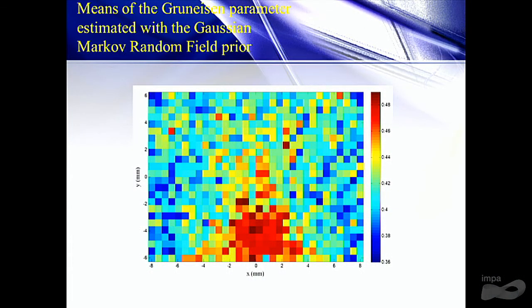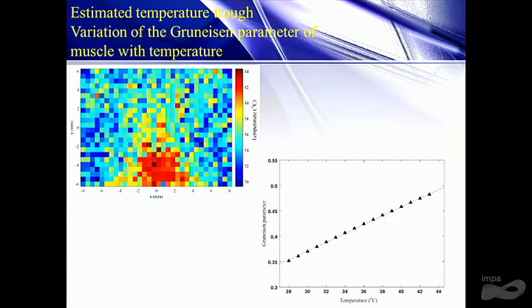By the Markov chain states, after their convergence, we get a distribution map for the Grunessen parameter, and by the relation between temperature and the Grunessen parameter, we could estimate the temperature map inside the muscle and tumor region.